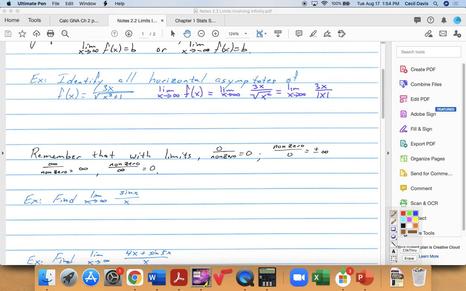Now, as x goes to infinity, the absolute value of x will just be x, right? So that's the limit as x goes to infinity of 3x over x. For really big values of x, what does this go to? 3. The numerator is 3 times the denominator.